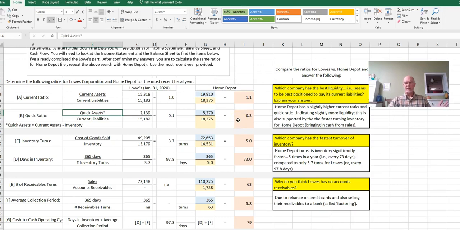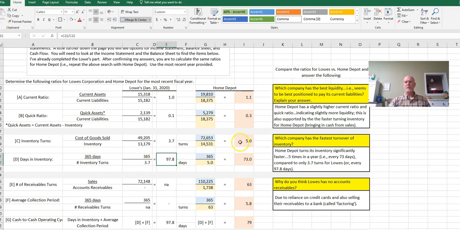On top of that, if we look at inventory turnover, because within those current assets, a significant item was the inventory. So how quickly is that inventory turning over? We've already talked about how to calculate it, cost of goods sold divided by inventory. Lowe's is turning its inventory 3.7 times in a year. If we divide that into 365, that's almost 98 days, indicating that we're turning over the inventory every 98 days.